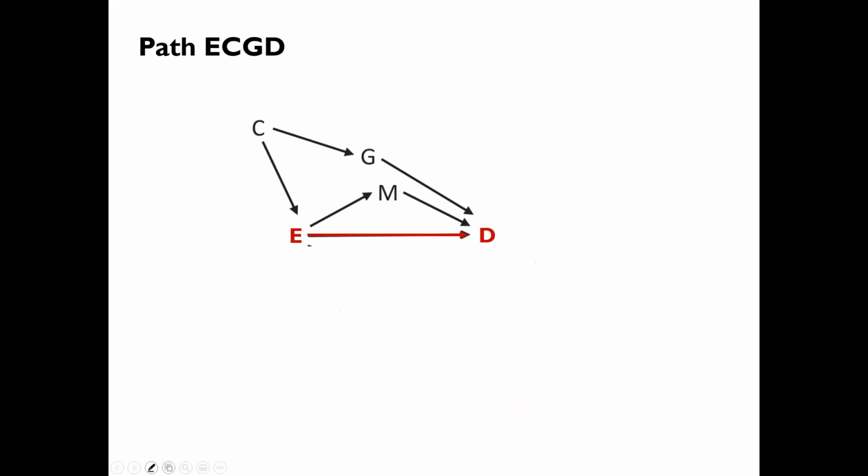Just to make sure, it's going to be a very quick recap. I think you've all got the point, but just to make sure that everything is clear. So let's look at the path ECGD. You remember last time you told me this is a non-causal path because C is the confounder. It's a backdoor path. You all agree about this, right? Because we have C, which is a confounder. The arrow is pointing toward the exposure, which is E.